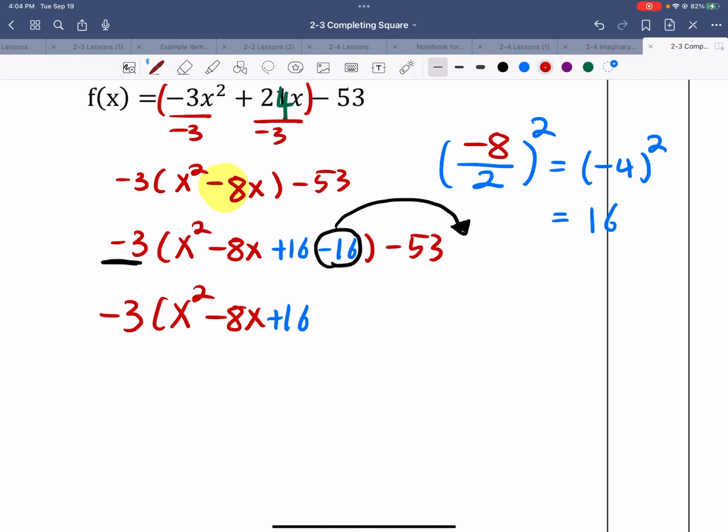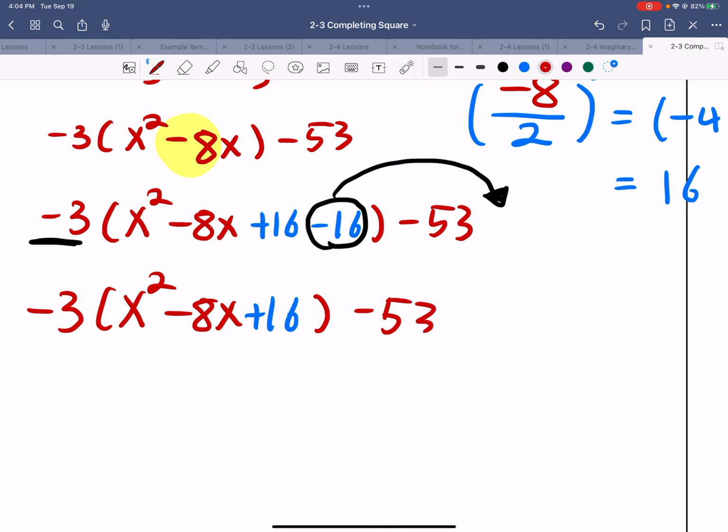Do you see I'm color coding everything for you? That represents that I love you, right?